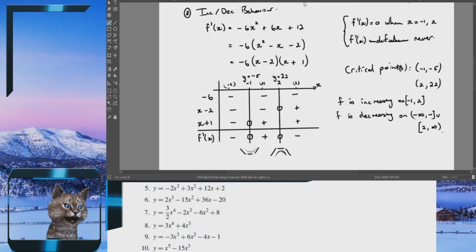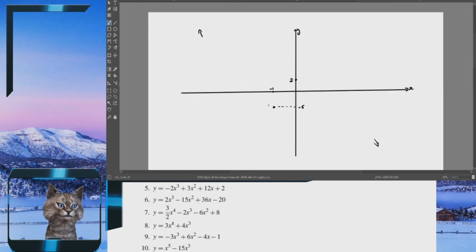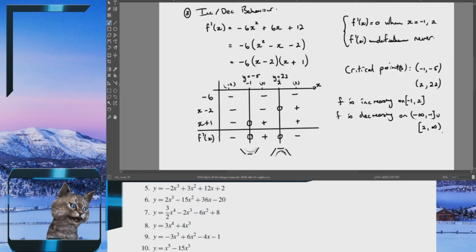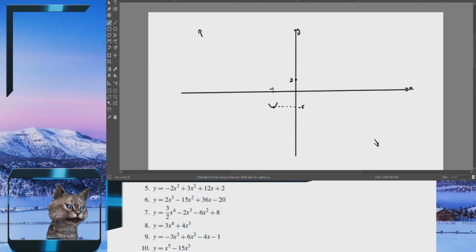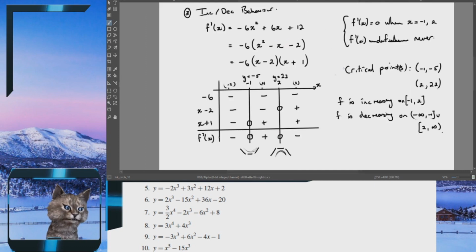And at that point, which is this one, I'm making a little cup. So I'll remind myself of that. Then at 2 and 22, I'll abuse the scale just for convenience of the shape here. 22. I have my little crest happening there.